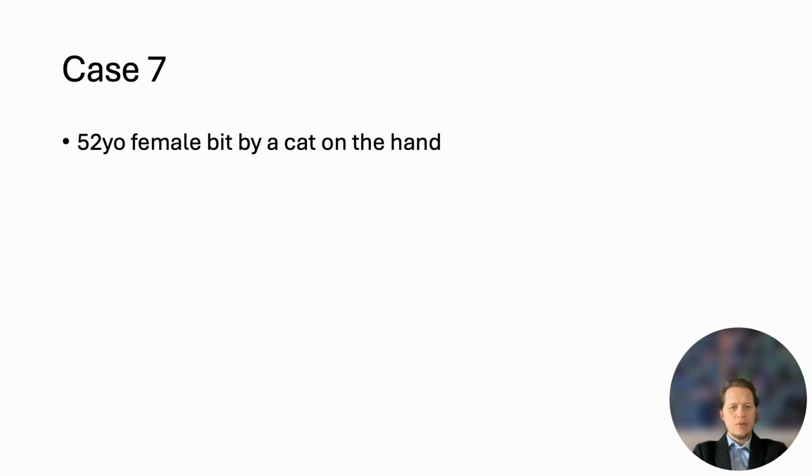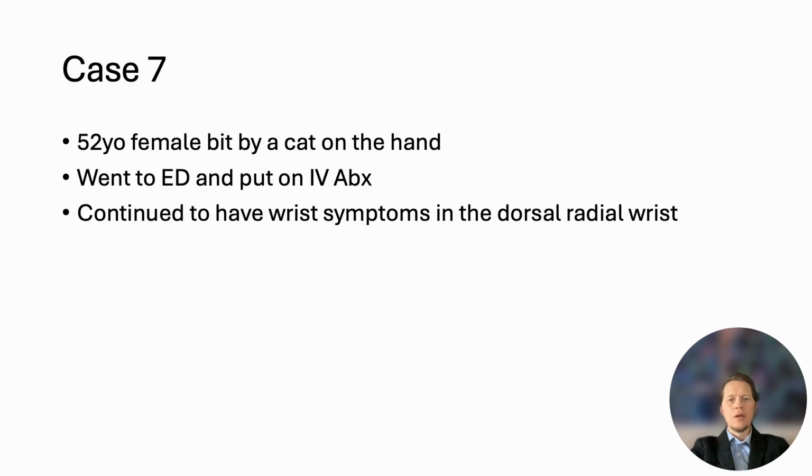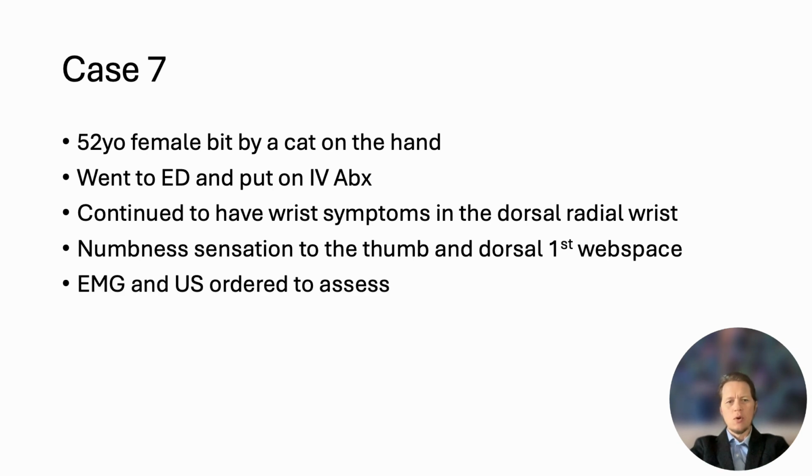Anyway, let's do this. Case number 7, 52-year-old female, cat bite. This does happen. This patient waited a few days, unfortunately, eventually went to the ED, and they immediately put them on IV antibiotics. And this is all too common of a situation, and we're actually going to talk about that a little bit later. Continue to have issues, dorsal radial wrist pain, and some feelings of altered sensation and numbness in the thumb and the first dorsal web space area.